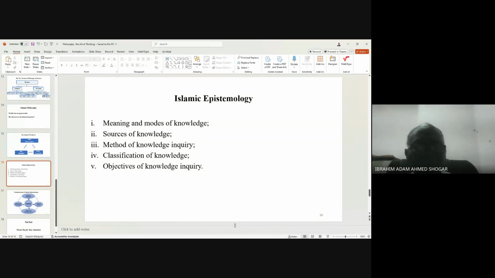Objective of knowledge inquiry: of course, there are different objectives, but the main objective of knowledge inquiry in Islam is to know Allah subhanahu wa ta'ala through his created world. That is the final result. But of course, besides that, we also need to know so that we are able to develop our life and make development for the human community. Okay, go to the next one.